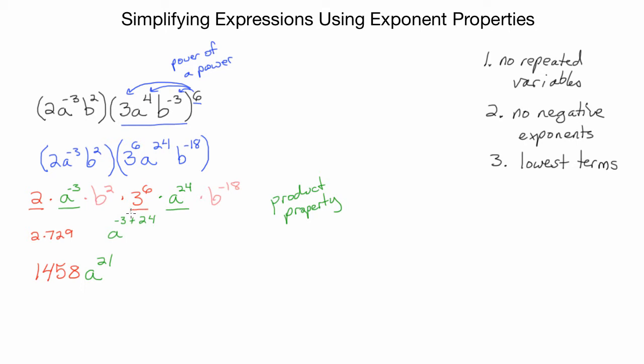All right, now let's look at the b's. I've got b squared times b to the negative 18th. Well, I'm going to use the product property again to write it as b to the second power plus the negative 18th power. And if I add those together, I get b to the negative 16th. Now I'm pretty close.